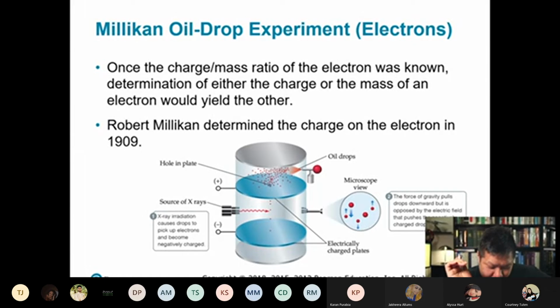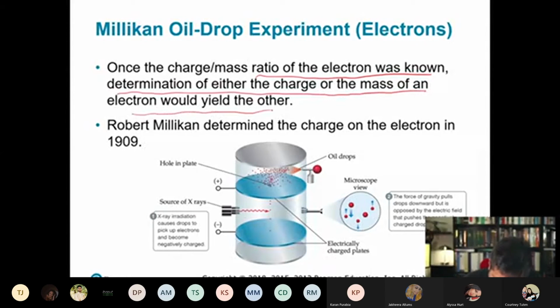So once the charge to mass ratio of the electron was known, determination of the charge or the mass of the electron would yield the other. What that means is that if you had the charge to mass ratio, then you could use one of those to figure out the other. If you had the charge, you can figure out the mass. If you had the mass, you can figure out the charge. So what Millikan did in 1909 was determine the charge on the electron. And this is a cool experiment here, okay?